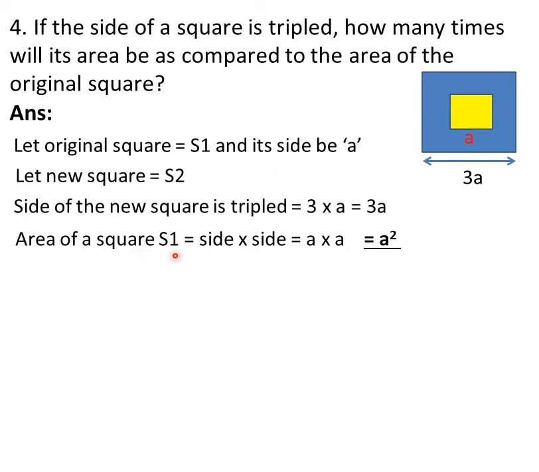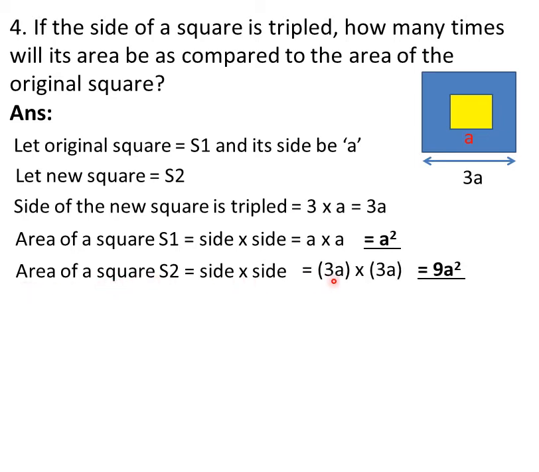So first, area of the square S1 is what? The formula is side into side, that is A into A is A square. Similarly we will find out the area of the square S2, which is 3A into 3A, that gives me 9A square, because this is A into A. Now what is the logic? Whenever you have to compare any two, the areas of any two squares or perimeters or whatever, whenever you have to compare, what you do, you divide. We have already covered this in our previous video.